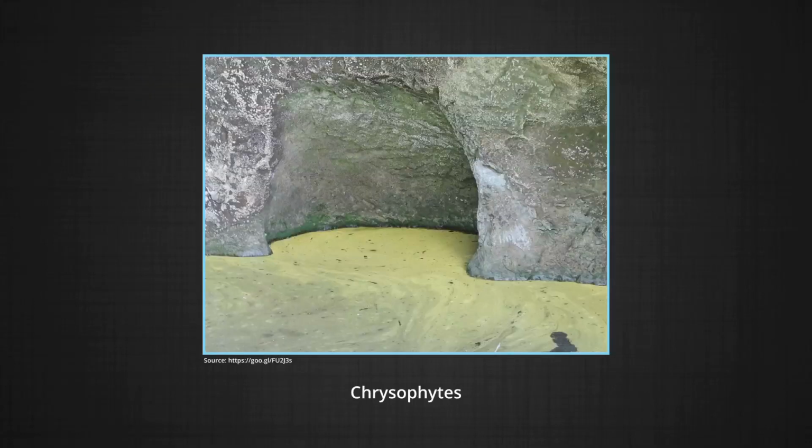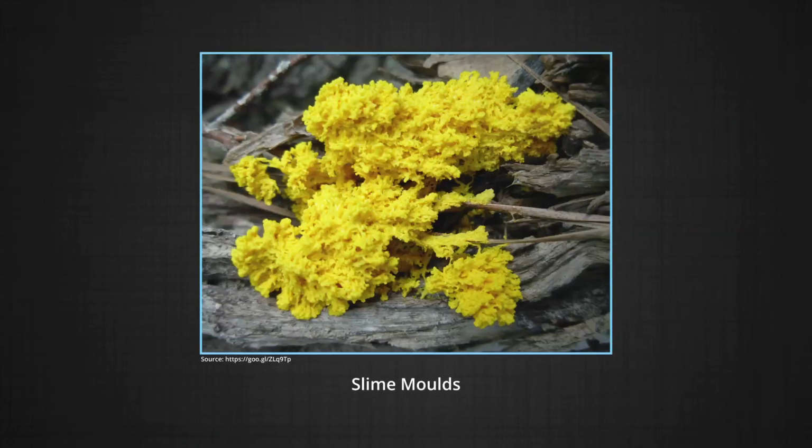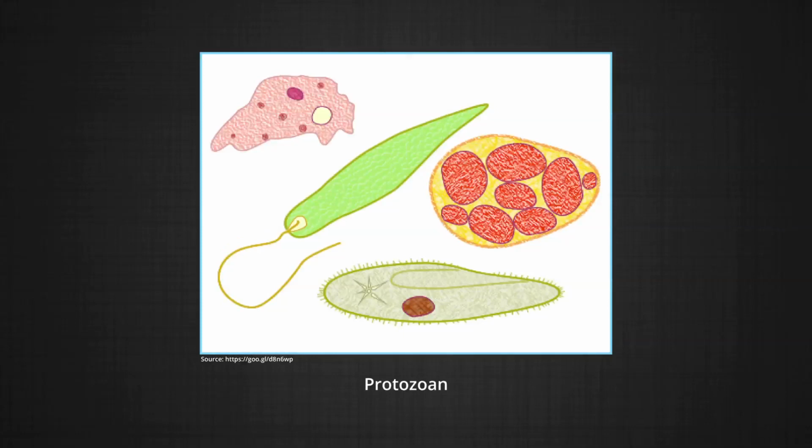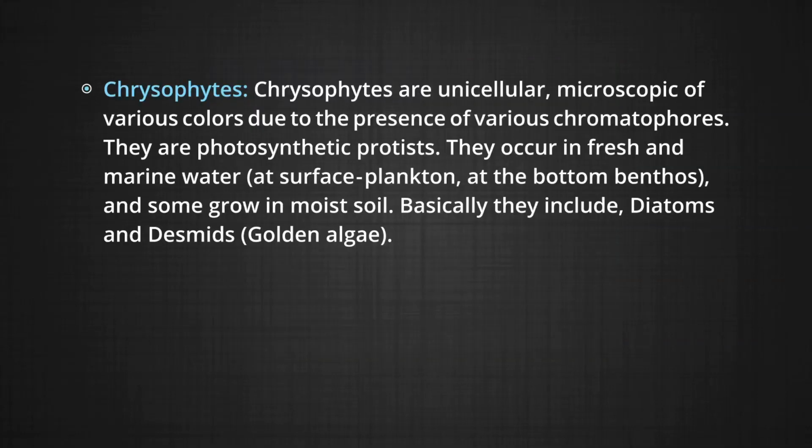Protists include chrysophytes, meaning producers in the form of phytoplankton, dinoflagellates, euglenoids, slime molds, consumers and decomposers, and protozoans. Chrysophytes. Chrysophytes are unicellular, microscopic, and of various colors due to the presence of various chromatophores. They are photosynthetic protists. They occur in fresh and marine water, at the surface like plankton, at the bottom like benthos, and some grow in moist soil. Basically, they include diatoms and desmids, meaning golden algae.